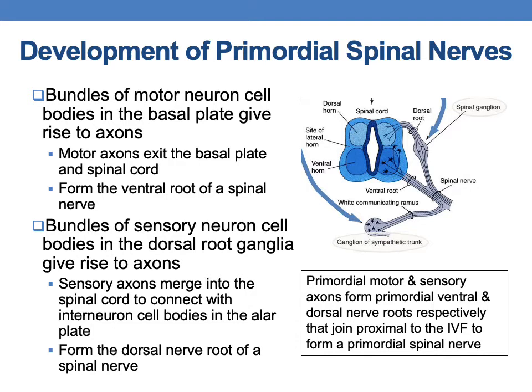And as a recap, primordial motor and sensory axons form primordial ventral and dorsal nerve roots, respectively, and they join together either proximal to the IVF or inside the IVF to form a primordial spinal nerve.